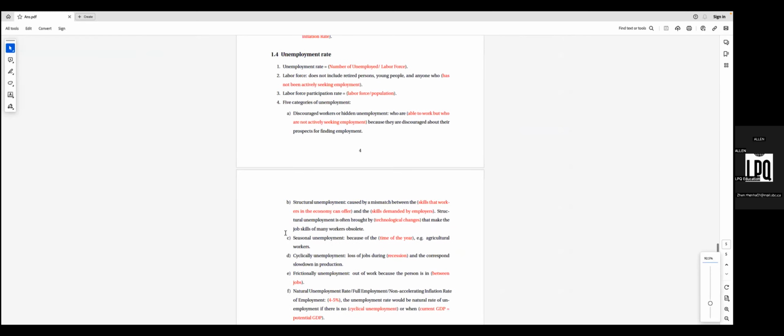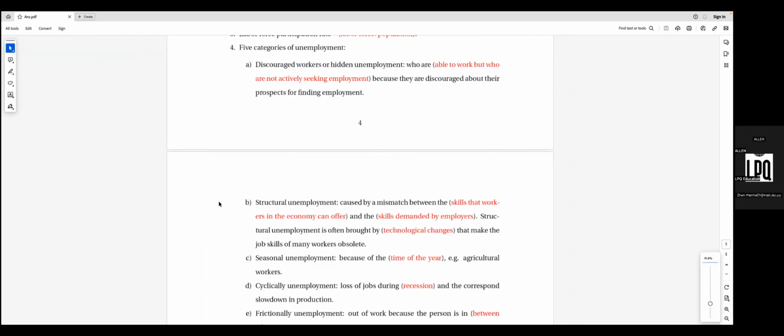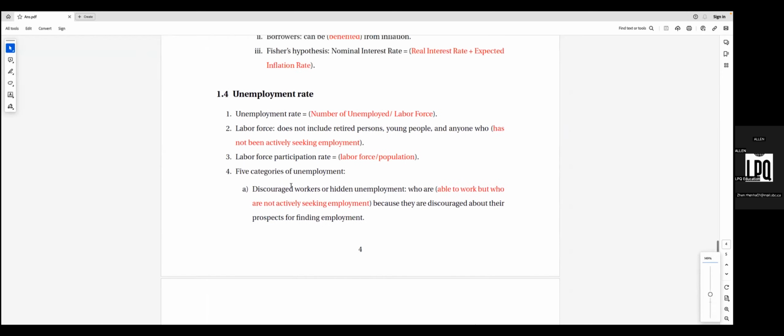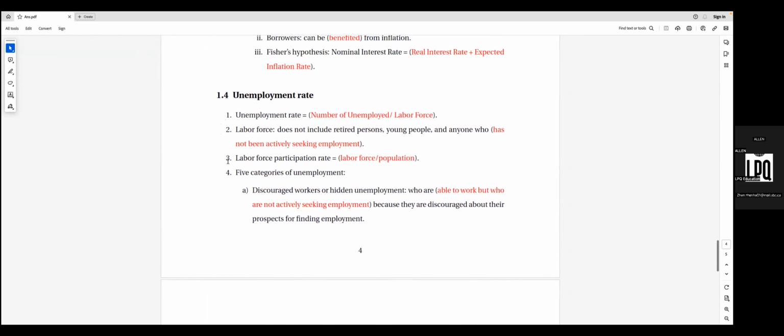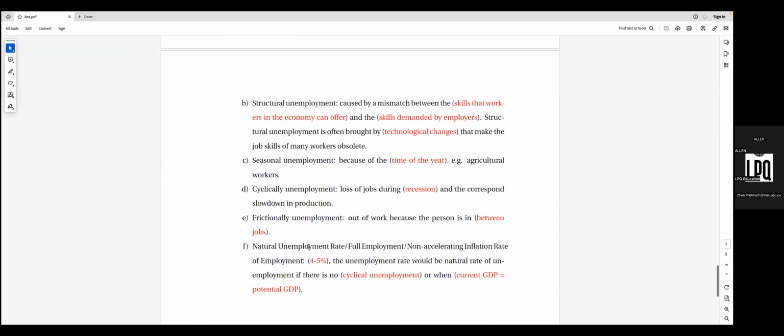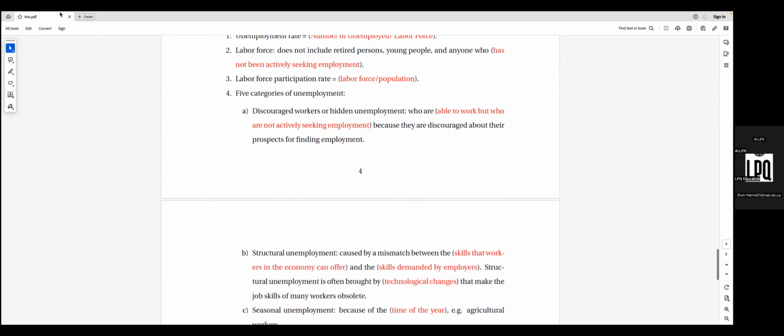Okay, so this is the third part. I guess it's a better place, easier stuff: just the two formulas and defining different types of unemployment. Yeah, basically that's it.